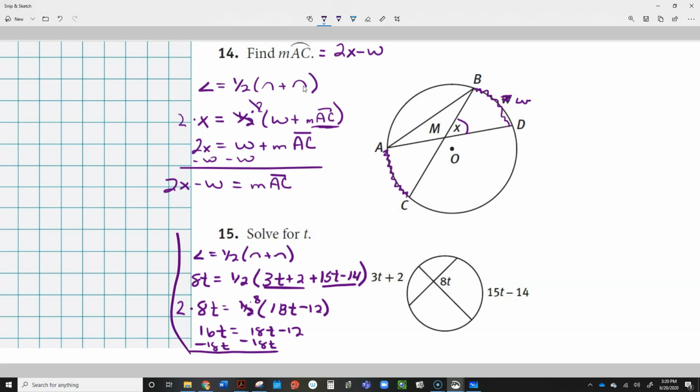I'm going to get the answer right up here. 16t minus 18t is negative 2t, and that's equal to negative 12. Divide both sides by negative 2, and t is equal to 6. Be careful and make sure they don't want you to do anything else with t. They don't this time. Sometimes it says solve for t and find the measure of the angle or whatever. But now that we know what t is, you could certainly plug it in and find the measure of both of the arcs and the angle. Okay, I hope that helps.